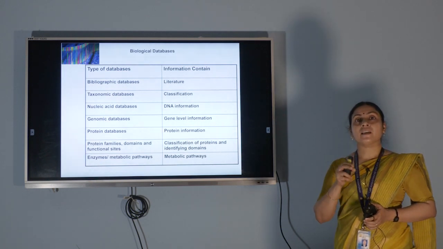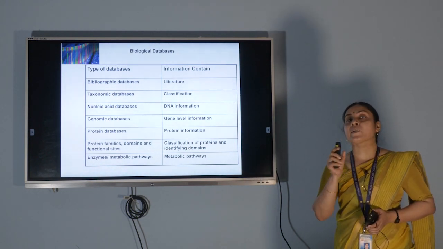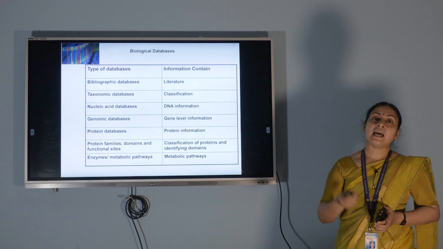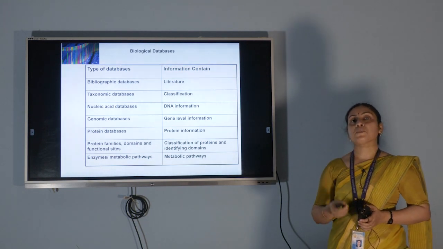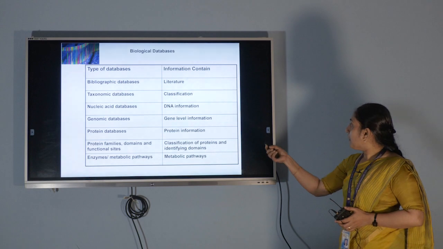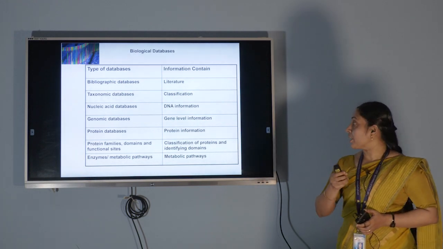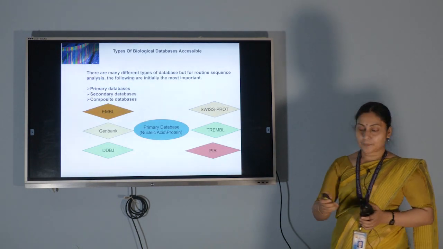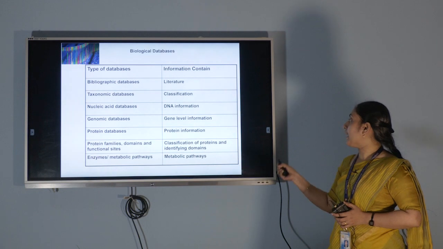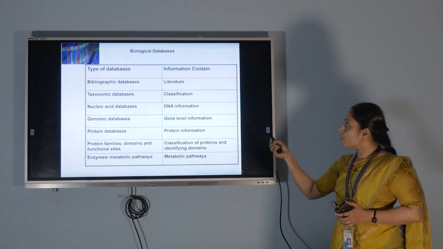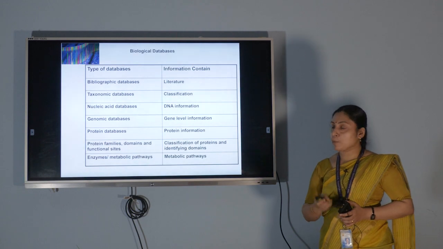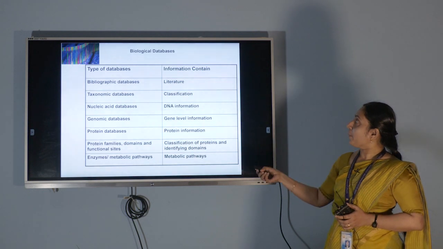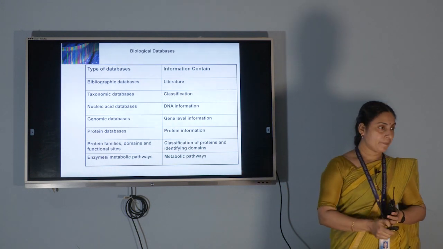In the case of bioinformatics, all the information is expressed in sequence form. In the case of protein, that is the amino acids, there are 20 different types of amino acids. And in the case of a gene, that is the DNA, there are different types of nitrogenous bases. And protein family studies, domains, functional sites and all are mainly connected with the classification of proteins and identifying domains. Then it also includes enzymatic studies, metabolic pathway studies and all. It's mainly connected to metabolic reaction studies. These are the major biological databases.